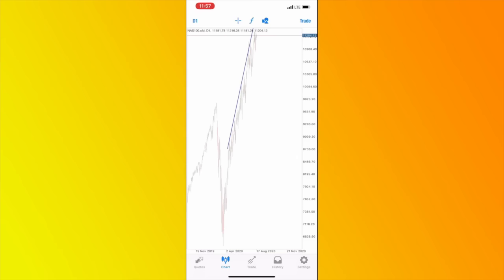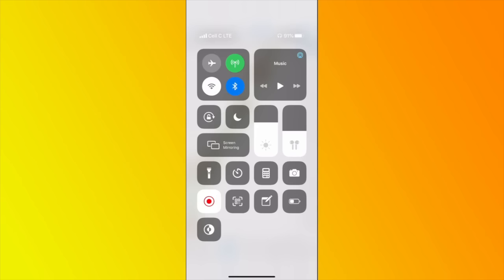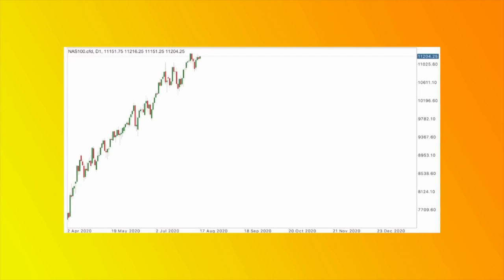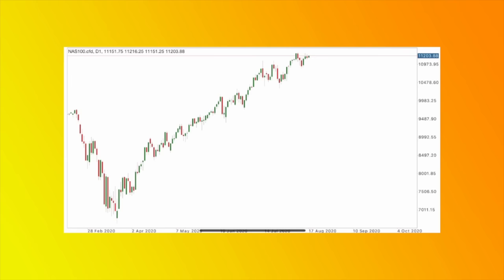From a daily time frame, you then do what? You put your phone in a portrait orientation, which is the second step that you follow. Now my phone is in a portrait orientation. I then follow the fourth step. The fourth step was what?